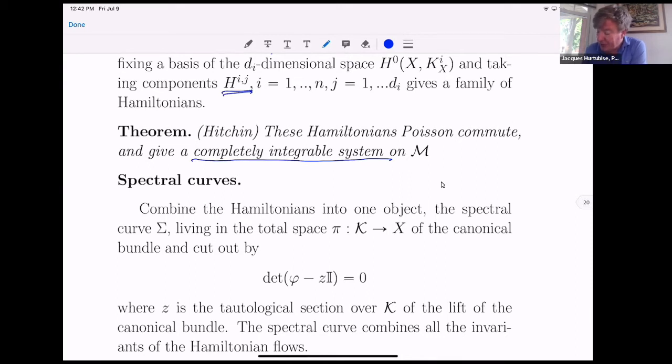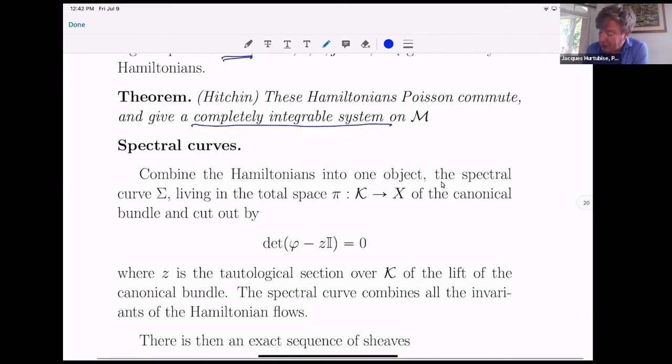Now, how would you like to think of this geometrically? Well, the simplest way is to combine these Hamiltonians into one object, and you take a spectral curve. Normally, if you're taking the spectral curve of a matrix, you just get the spectrum of the matrix: n by n, you get n points in the line. Well, here it's over a base, so that's fine. You would think of the trivial bundle, but of course these are form valued, and so your spectral curve is living in the total space of the line bundle.